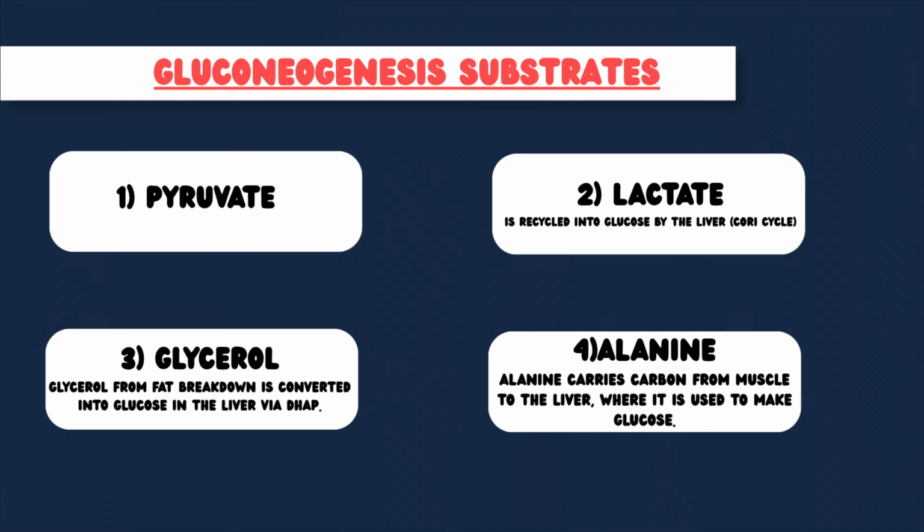There are 4 important substrates for gluconeogenesis. The first is pyruvate, which we've been talking about. The second is lactate. Lactate is recycled into glucose by the liver. The third is glycerol. Glycerol from fat breakdown is converted into glucose in the liver via DHAP. The fourth important substrate of gluconeogenesis is alanine. Alanine carries carbon from muscle to the liver where it is used to make glucose.